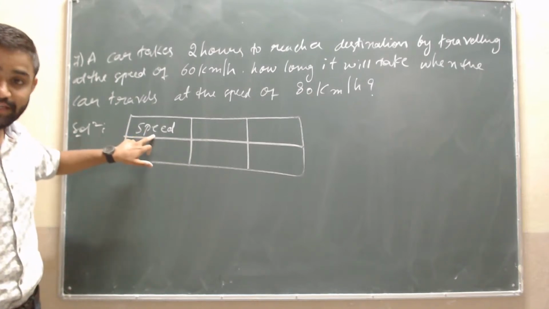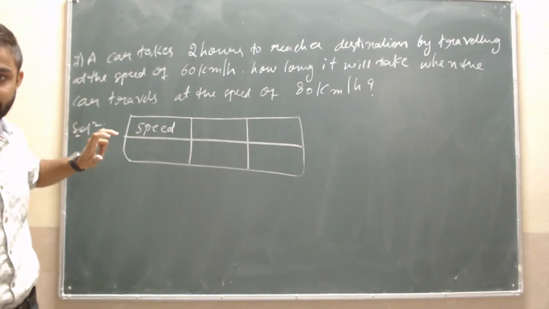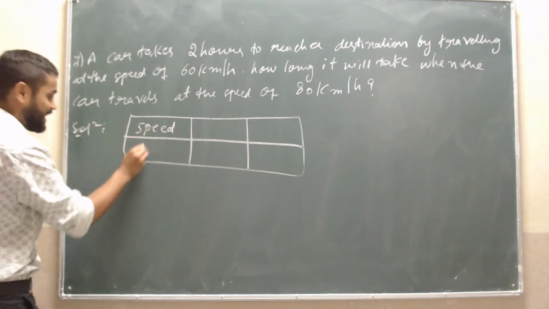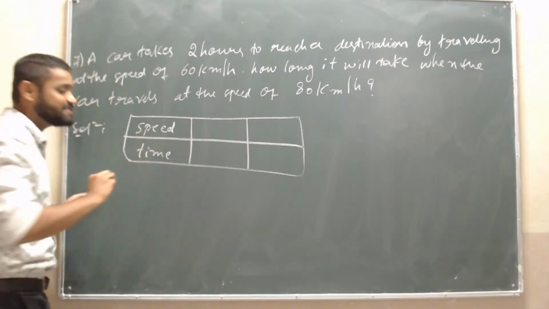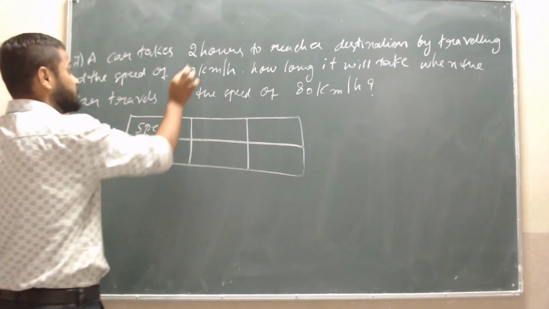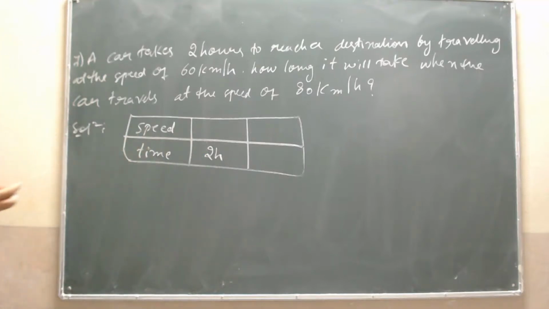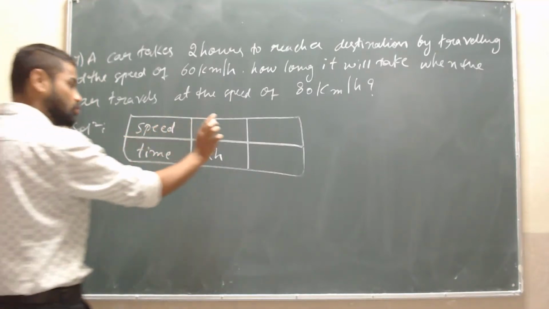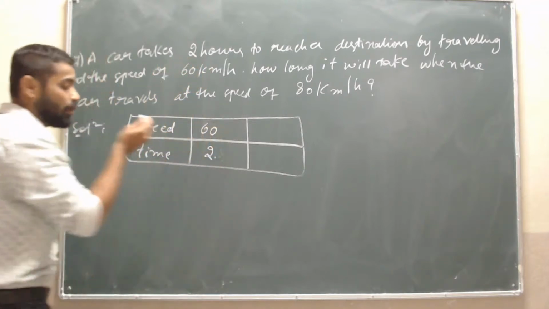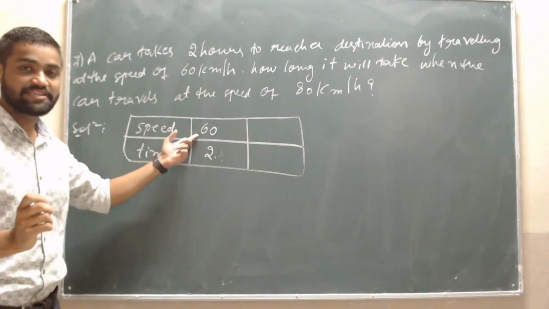Kilometer per hour is speed and hours is time. Yes, very good. That is time, students. Now substitute here. What is there? In the first half of the question he has given time is 2 hours. That is 2. Okay, 2 hours means 2 only. And the speed is 60. Isn't it, children?